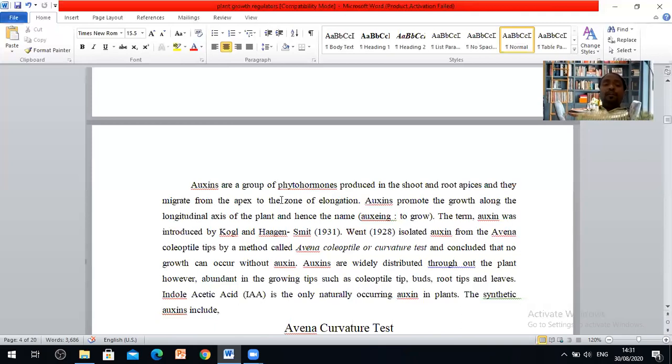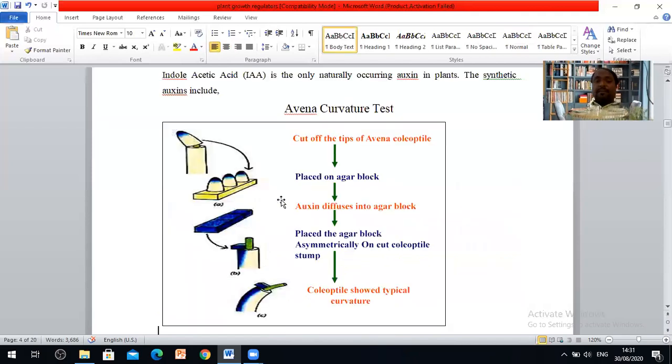Indoleacetic acid, that is IAA, is the only naturally occurring auxin in the plant, and it is available in abundant amount in the plant. This is the avena curvature test. Here you can see the cut tip of the avena coleoptile.